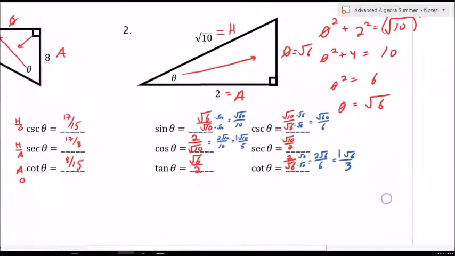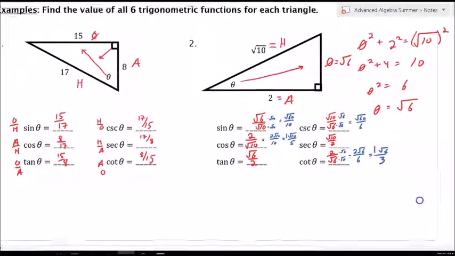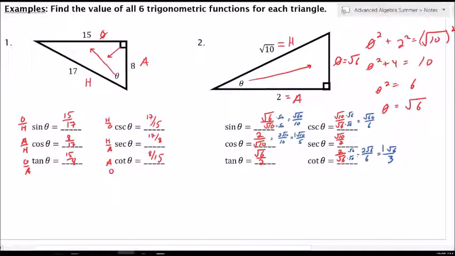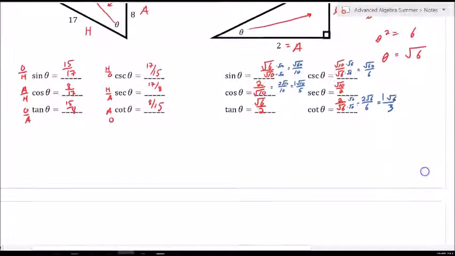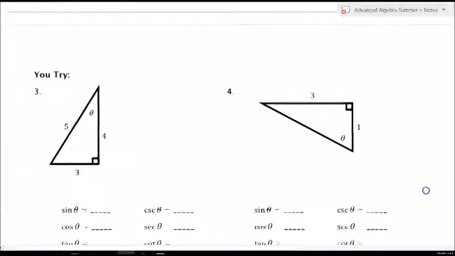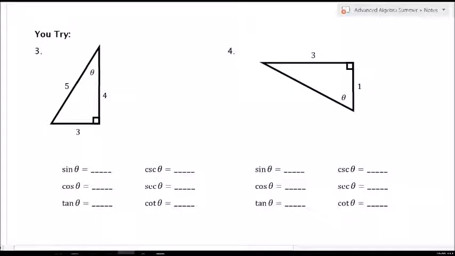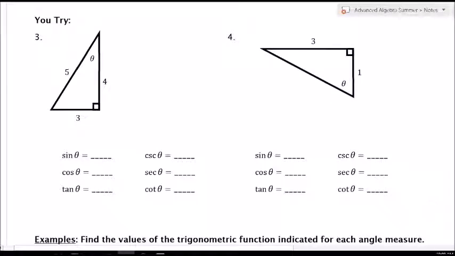So not necessarily harder, just a bit more work. Alright, moving on. At this point, you should go ahead and try these two problems now, and once they're completed, come check them in with me. So pause the video at this time and begin these two problems.